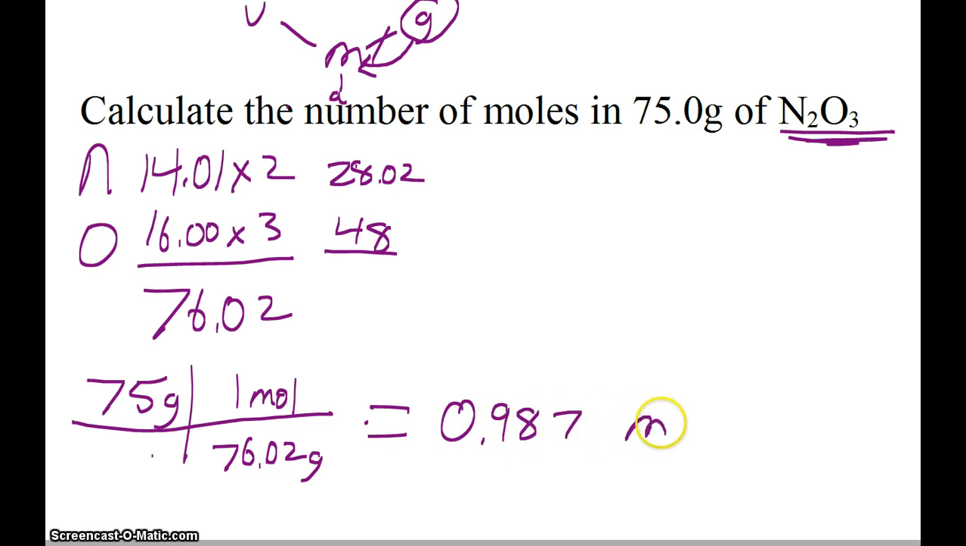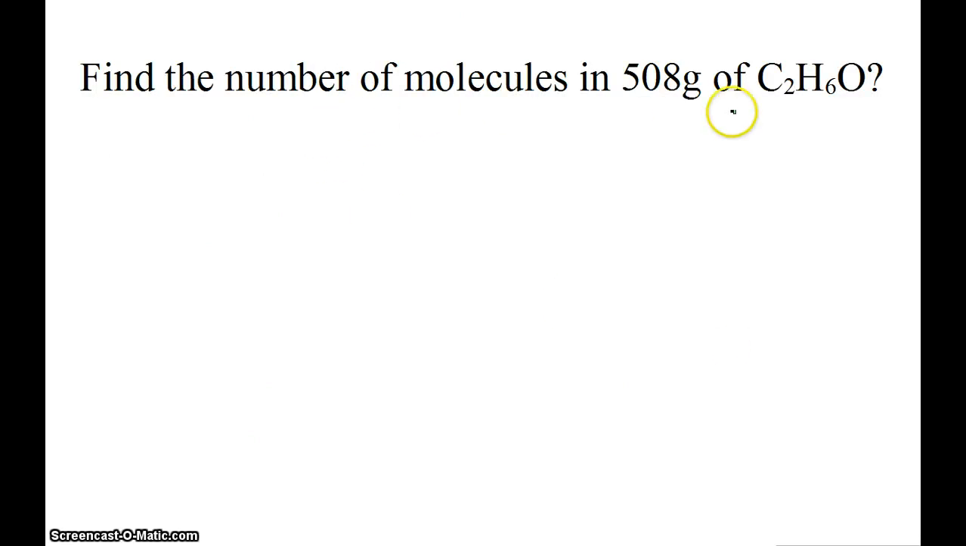0.987 moles. Okay, that's how we'd solve a problem like that. So let's move on a little bit further now. We need to find the number of molecules in 508 grams of C2H6O. Okay, so for this one here, we need to think about where we are on our mole map.